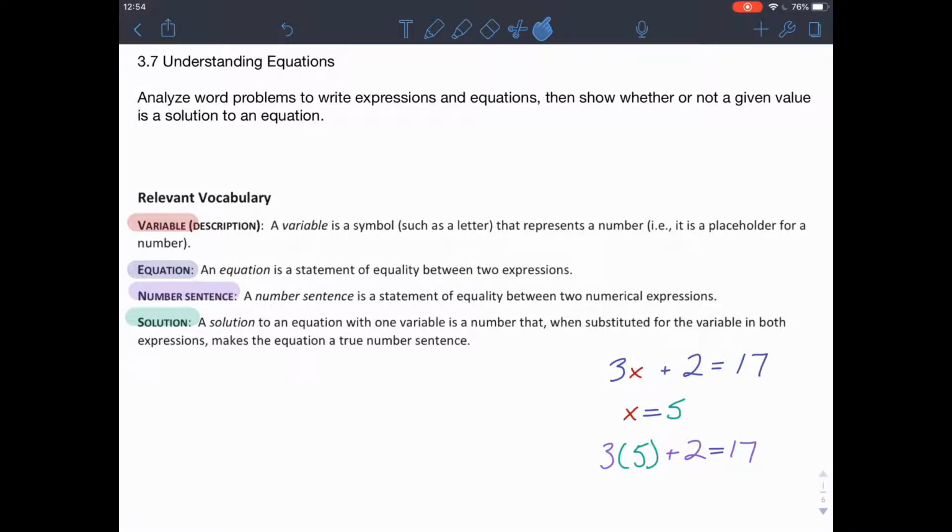Hello everyone, and welcome to 7th grade Math Module 3, Expressions and Equations. In this video, we're looking at Lesson 7, Understanding Equations.